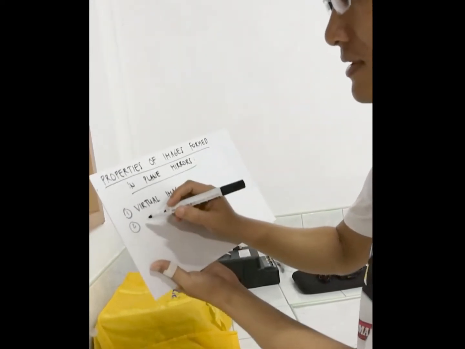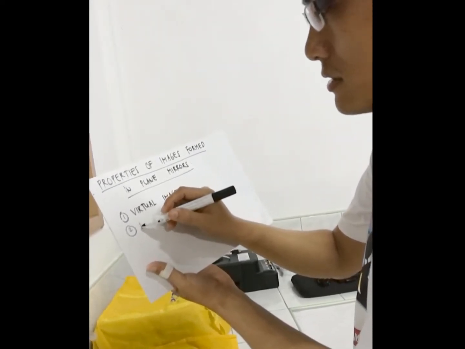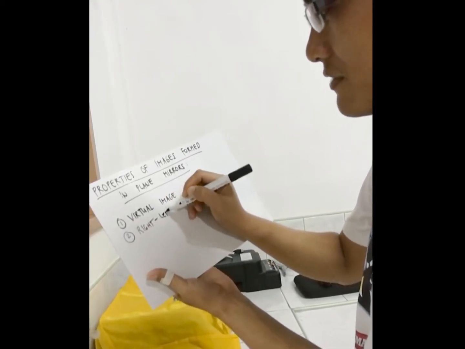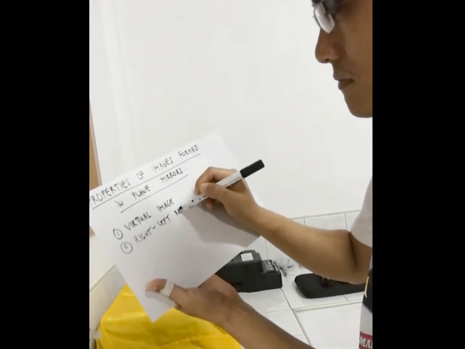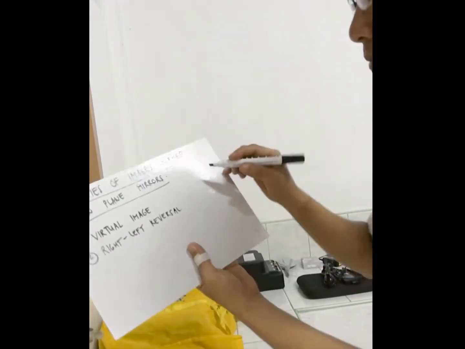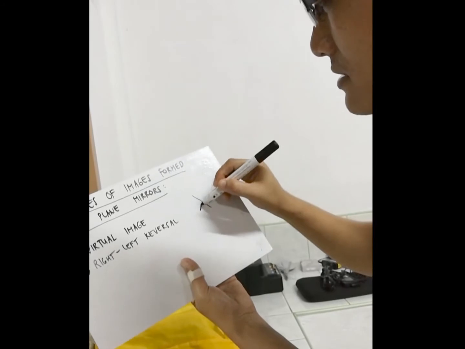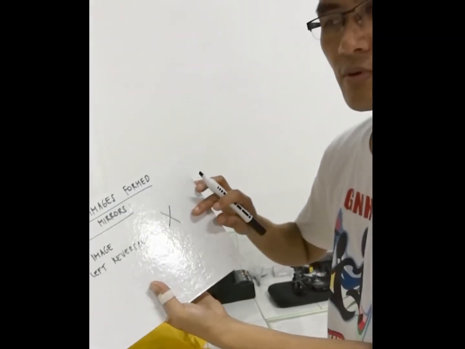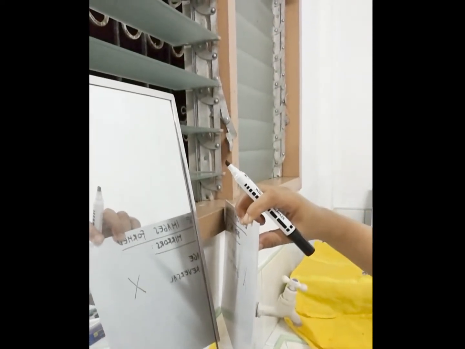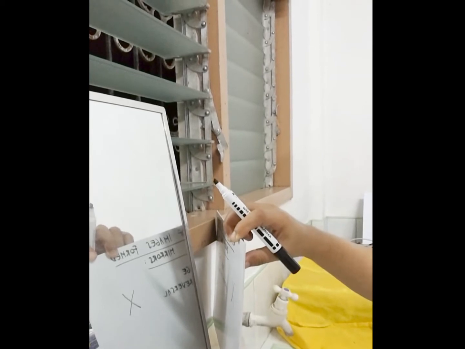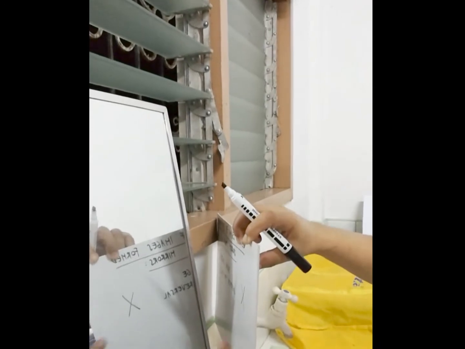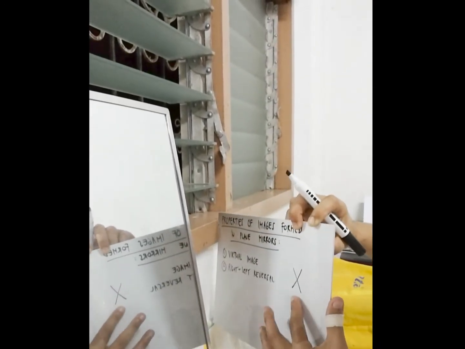Now the second one that we are going to discuss is the property of images having this phenomenon that we call the right-left reversal. So what this means is if I have an X drawn on the board, you would be able to see that as an X in the reflection of the mirror, right? It's not so much different. The image is not different from the original object.